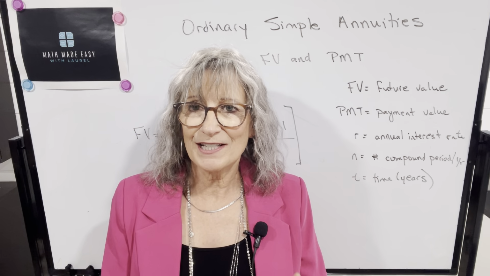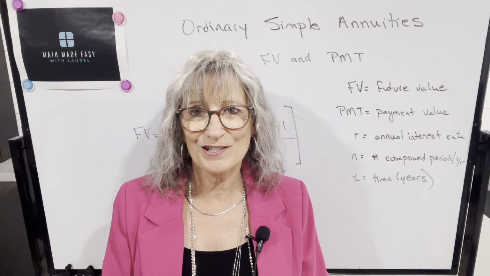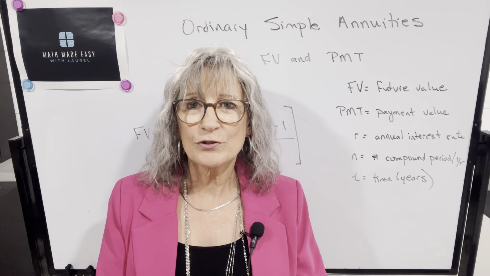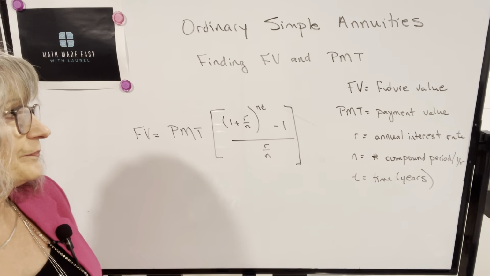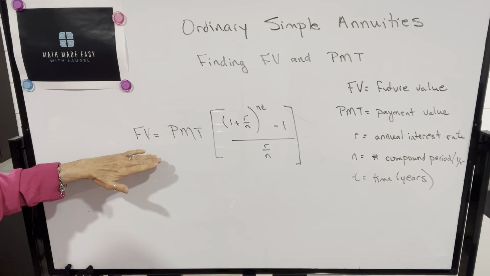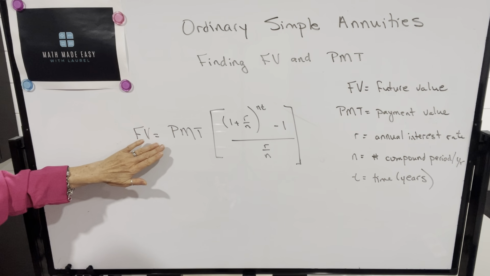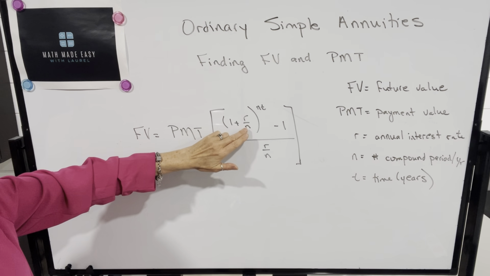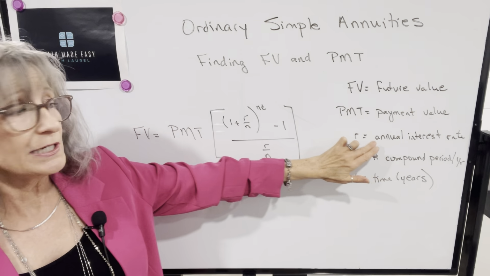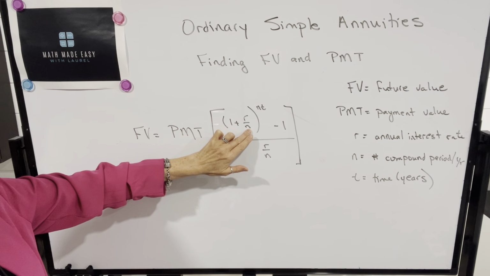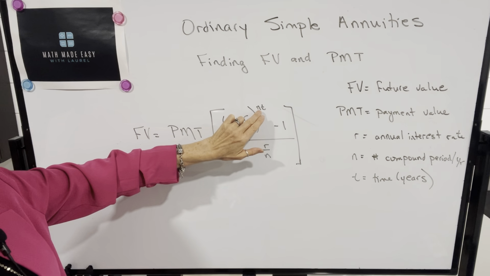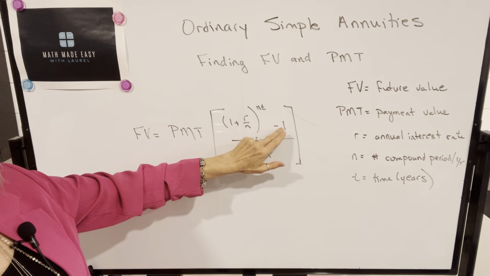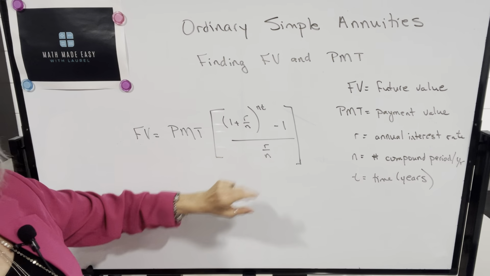However, in this video, we're just going to take a look at the formula for doing it because that's much easier. With annuities, we're working with compound interest, so the formula is going to look similar to what we've done in the past with compound interest. And the formula looks like this. Future value will equal the payment amount times, in brackets, 1 plus r over n, where r is the annual interest rate and n is the number of compound periods per year, raised to the power of n times t, where t is the time in years, minus 1, over r divided by n.